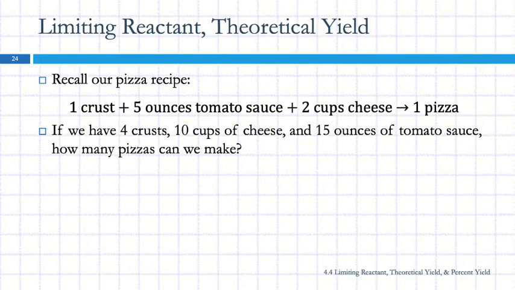Getting back to our pizza recipe. Our simple recipe was 1 crust and 5 ounces of sauce and 2 cups of cheese will make 1 pizza. And we talked about how we can use that to predict how many pizzas we could make from a given amount of stuff. Well, what if we have 4 crusts, 10 cups of cheese, and 15 ounces of tomato sauce? How many pizzas can we make?